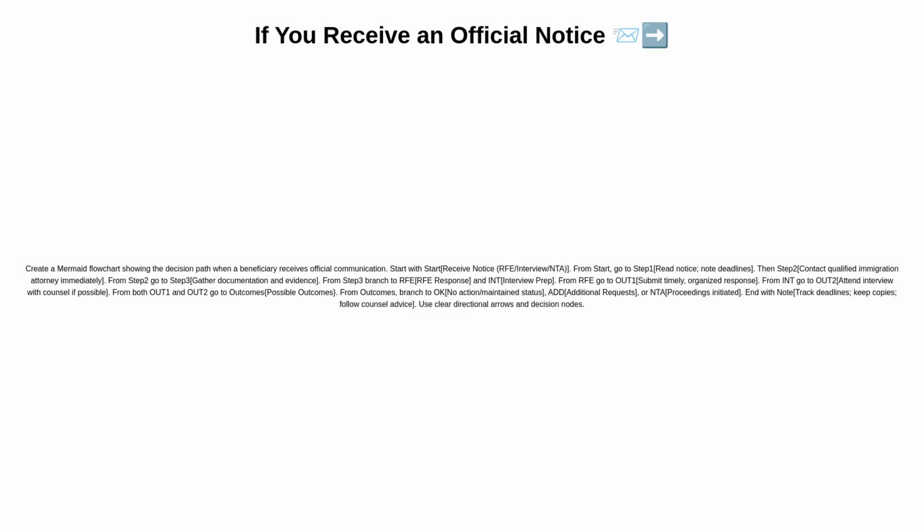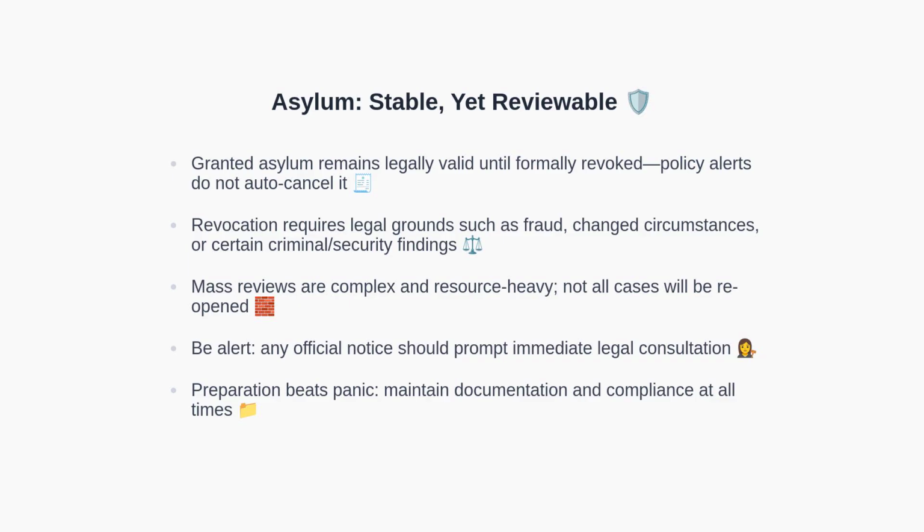Now, let's examine the legal stability of asylum status. Asylum, once granted, remains in force unless there is a formal revocation based on established legal grounds such as fraud, significant changes affecting eligibility, or certain criminal or security issues. A policy alert alone does not cancel status. However, the alert signals that some past cases might be re-examined. Given the uncertainties, it is essential to monitor your mail, evaluate any notice promptly with an attorney, and maintain comprehensive documentation. Next, we'll compare unhelpful reactions with practical steps you can take.